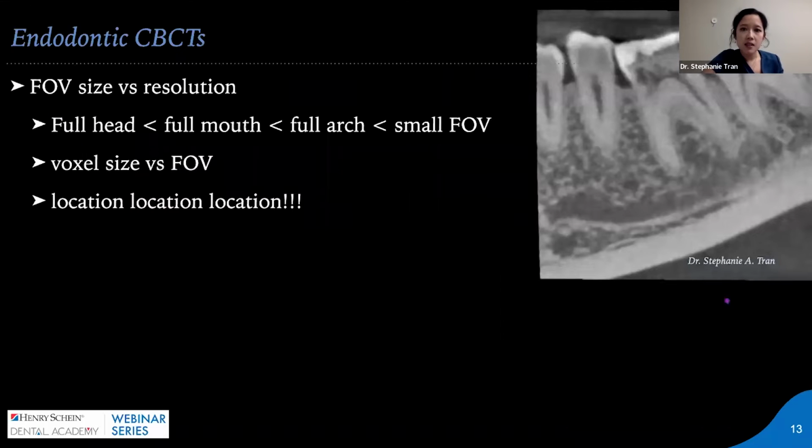Now, when it comes to CBCTs, another question that often comes up is, what is the best one? How do you get the best resolution? One of the things that affects it is the size of the CBCT as well. The main thing to remember for endodontics is that we want to use the smallest field of view possible. A lot of times that limited field of view is just a sextant or a quadrant, a very small space. And the reason this affects the resolution is for several things.